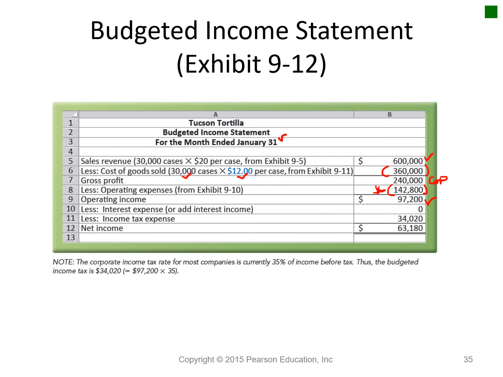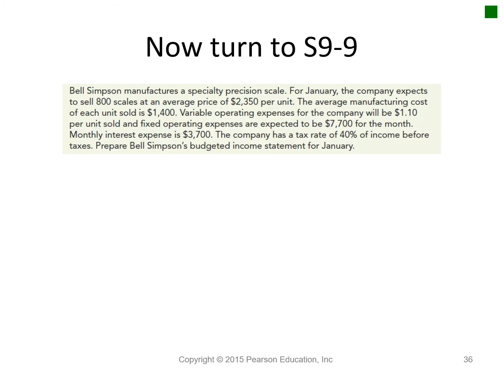And of course, in this case, they're going to tell you that the tax rate is 35%. You just have to take 35%, multiply that by 97.2, and that's going to give you your estimated tax. And then bottom line net income would be $63,180. All right, so let's look at this illustration on a budgeted income statement.